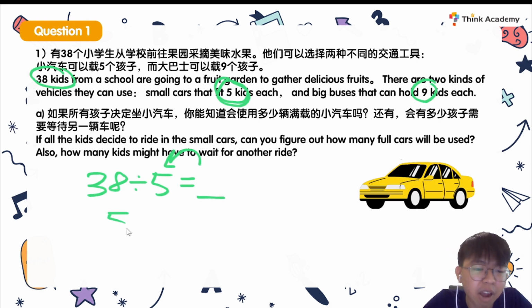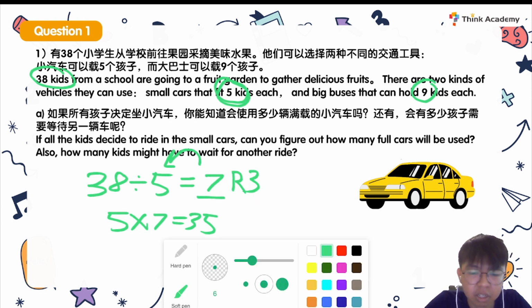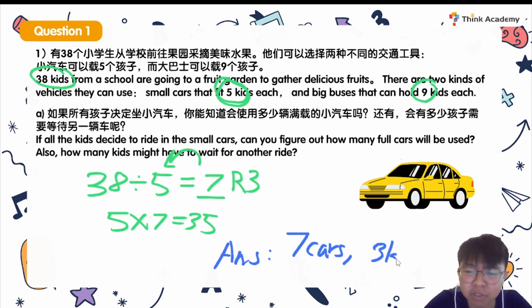Yes, we can use 5 multiplied by 7 and we'll get 35, right? So there will be 7 cars used here. 7 cars with a remainder of how many? Yes, 3. Because we can use 38 minus 35 and we get the remainder here, 3. Also, remember to write down the answer because I see most of you didn't write down the answer. Okay, I will just write it in short. So there will be 7 cars used, and 3 kids have to wait for another ride. 3 kids here.